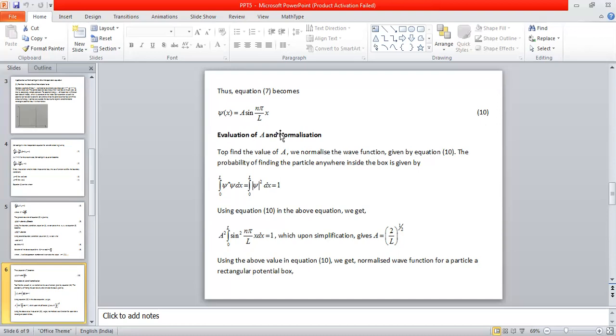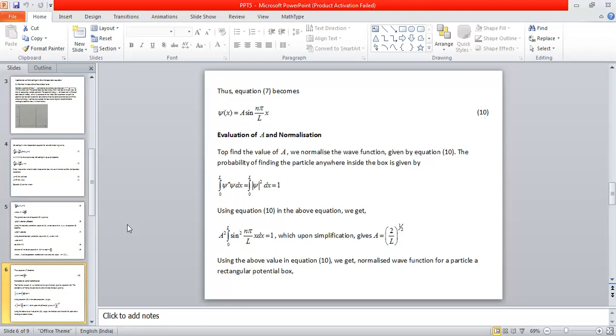This equation 10 is again incomplete in the sense that the value of a is another constant we don't know yet, and we need to find it out. In order to find out this constant a, we need to do normalization. Once we are able to normalize the wave function represented by equation 10, it is possible to find the value of a, and this whole process is what we call normalization.